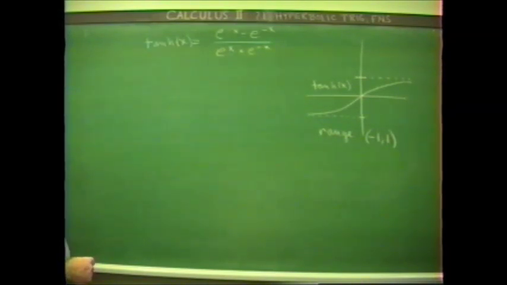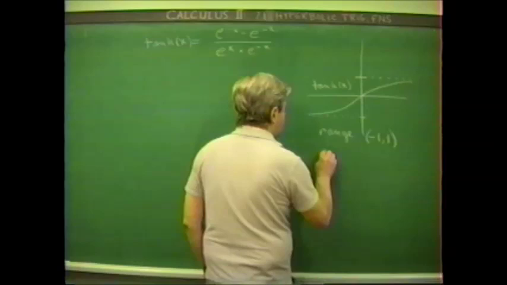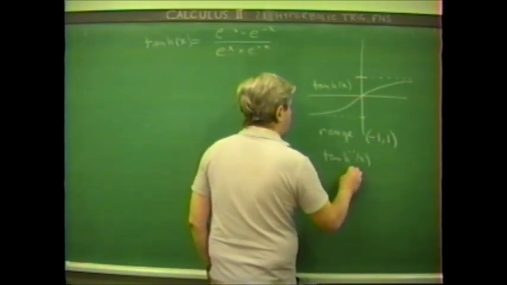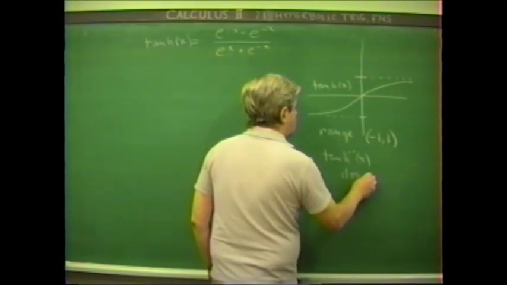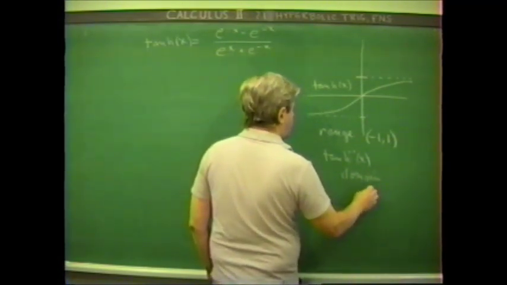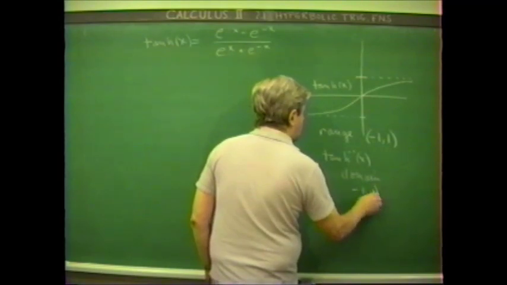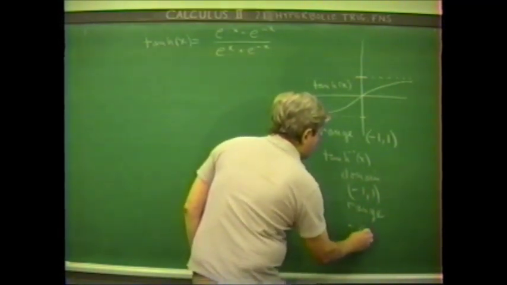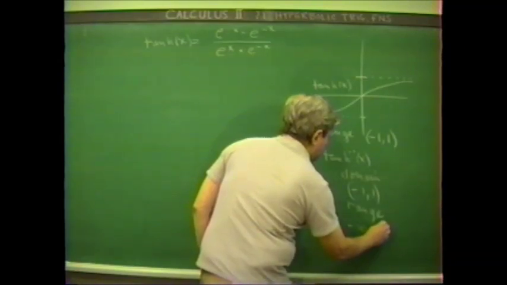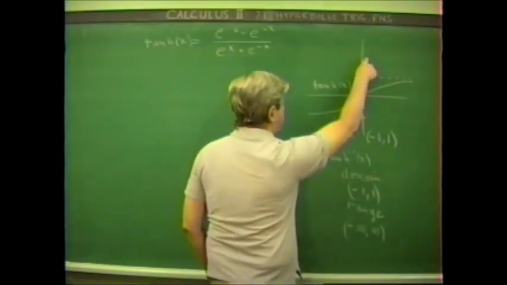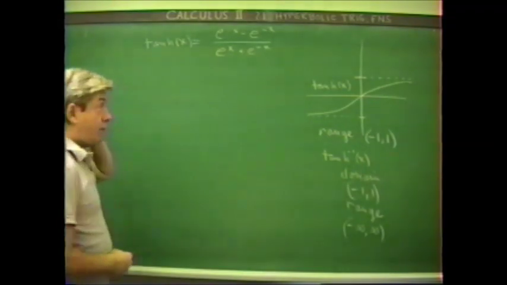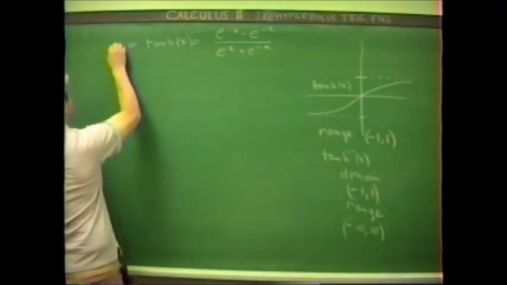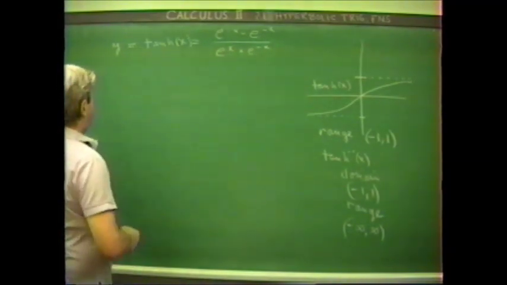All right, so the hyperbolic tangent inverse of x will have domain from minus 1 to 1, and range, of course, minus infinity to infinity. And so it's going to look something like this, what you'd get if you flip this about the line y equals x. If we let this equal y, then we want to solve for x.